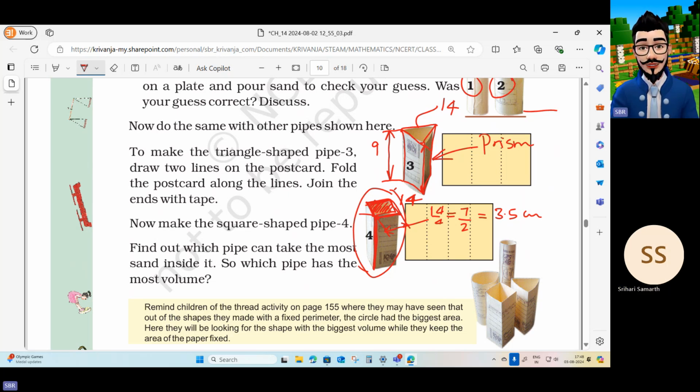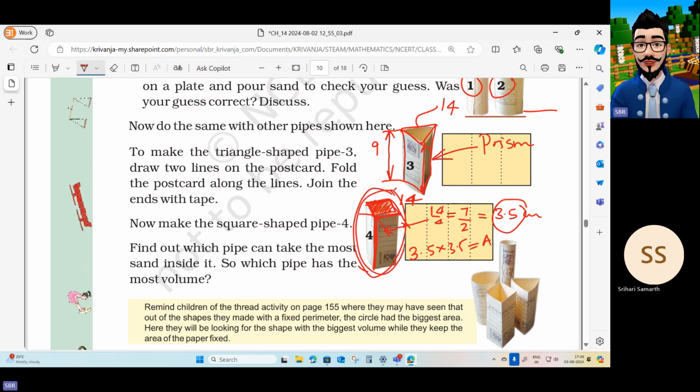How did you calculate area? What is that we calculated here? 3.5 is one side of that square. Okay, now you tell me. Calculate the area. 3.5. Okay, what is the volume now? 3.5 into 3.5 is the area. Okay, next. Area. Next, what is the volume?